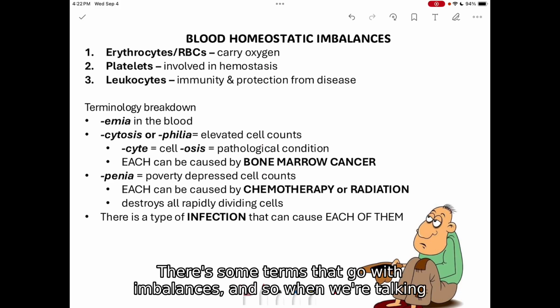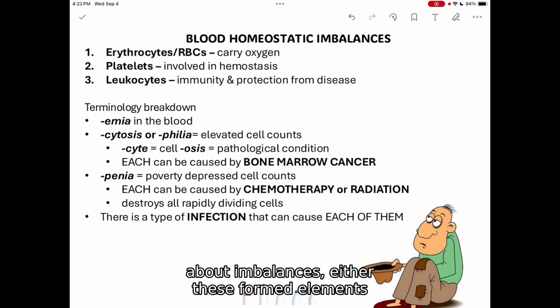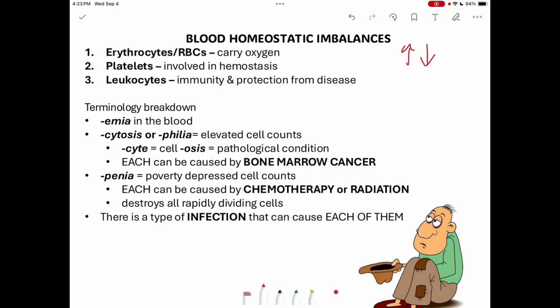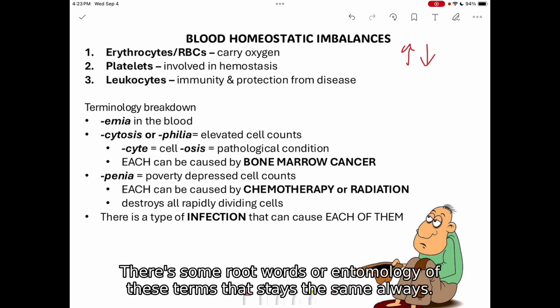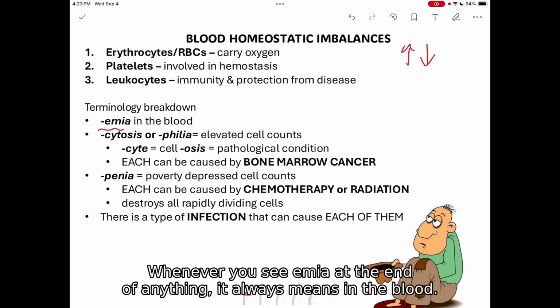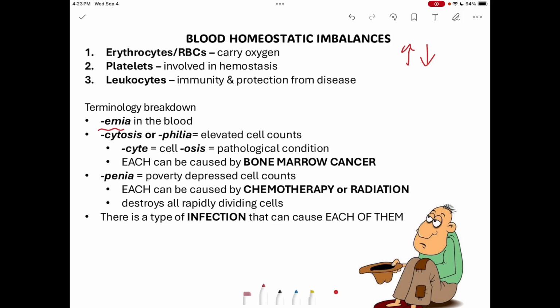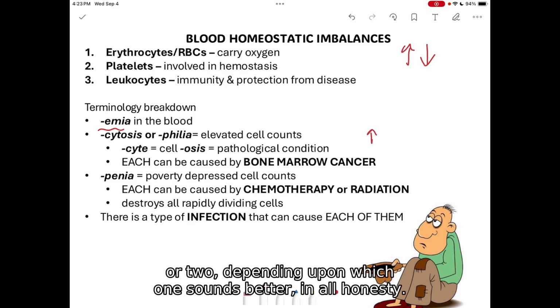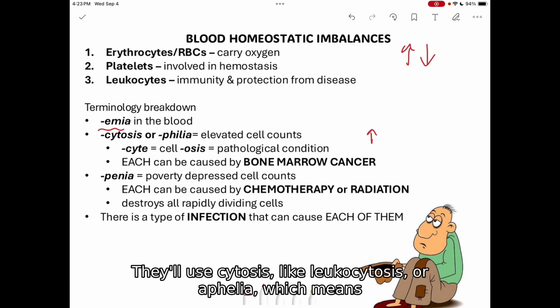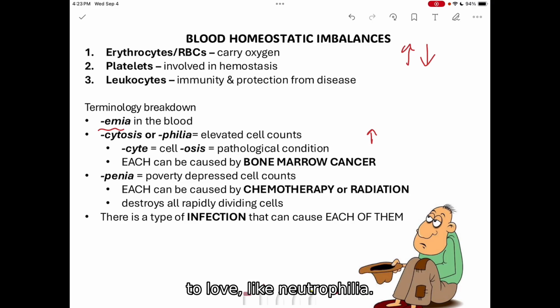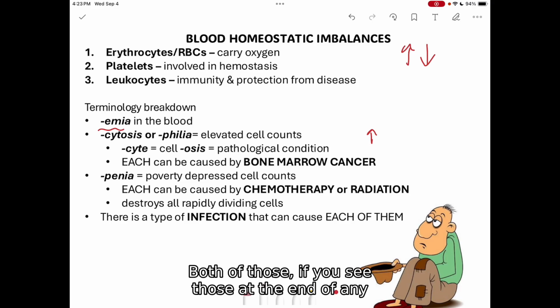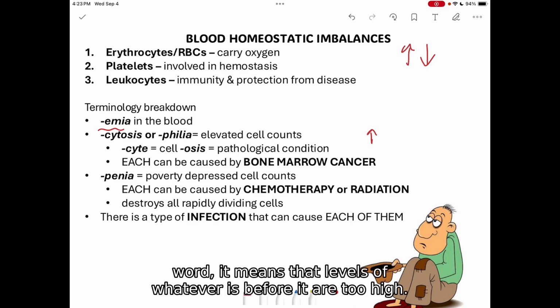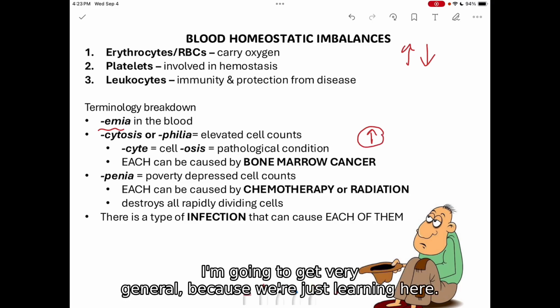There's some terms that go with imbalances. And so when we're talking about imbalances, either these formed elements are going to be too high or they're going to be too low. There's some root words or etymology of these terms that stays the same always. Whenever you see emia at the end of anything, it always means in the blood. When things are too high, they use one or two, depending upon which one sounds better, in all honesty. They'll use cytosis, like leukocytosis, or philia, which means to love, like neutrophilia. Both of those, if you see those at the end of any word, it means that levels of whatever's before it are too high. I'm going to get very general because we're just learning here.